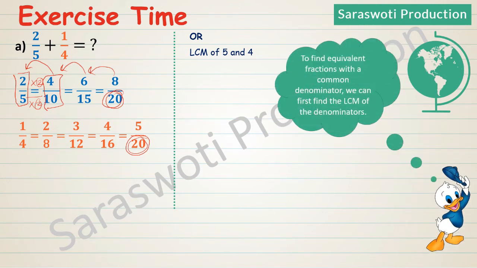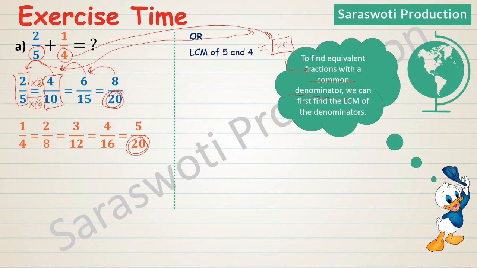To find an equivalent fraction with a common denominator, we can first find the LCM of the denominators. What does this mean? It simply means that we take the denominators of the 2 unlike fractions, that is 5 and 4, and we find the LCM of them, let the answer be x for example. This is going to be our common denominator, and then we move on to changing both of them to x, okay? Both of them should have x, and then we simply add them up. Very simple. Now to solve this question, you must do LCM.